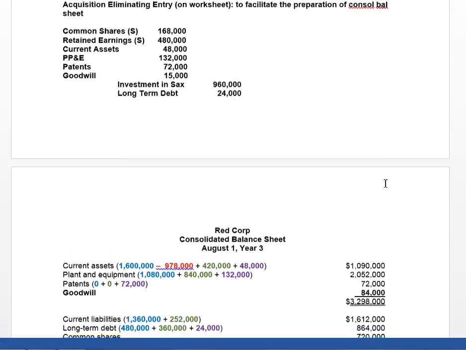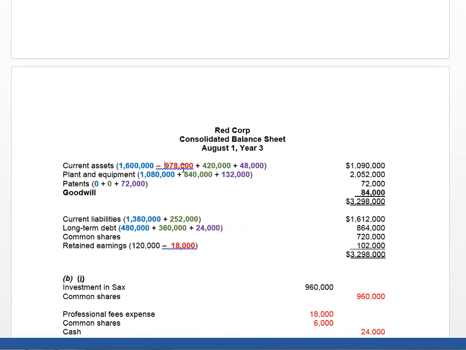So we have to deduct 978,000 in cash because it's the day after July 31st. This is the balance on July 31st. It didn't include the 978,000 that was paid August the 1st, so I have to adjust it for that.